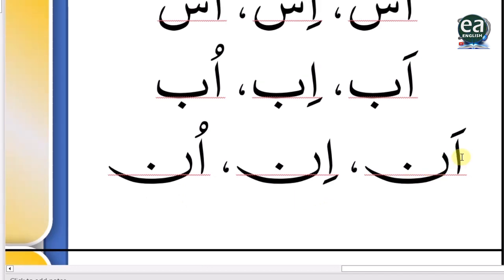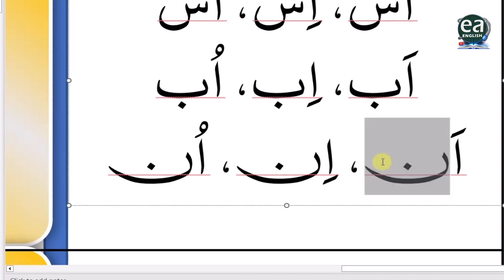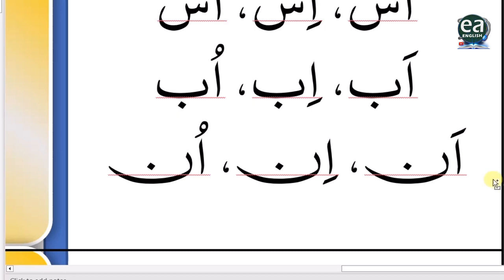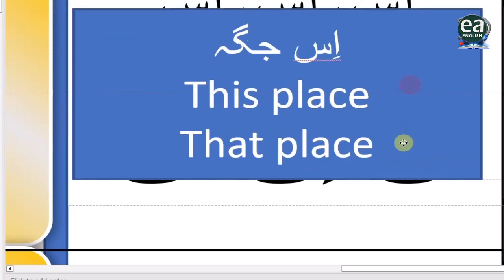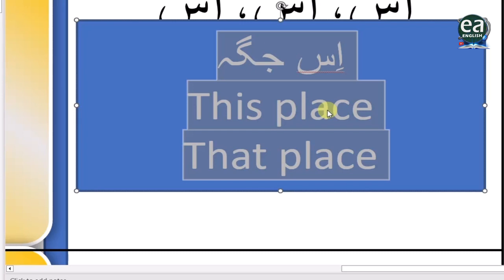Okay, have a look here. There is the third phonic which I'm telling you, using alif and noon. Noon gives the sound n. Meet the letter noon. Noon is written like this, and it gives the sound of n, like an, in, un. How do you spell it? Alif zabar noon, an. Alif zer noon, in. Alif pesh noon, on. An, in, on.